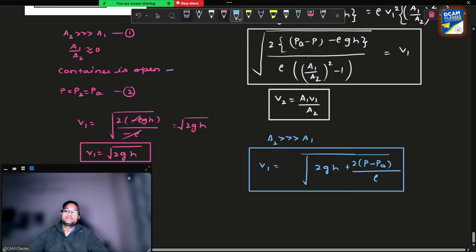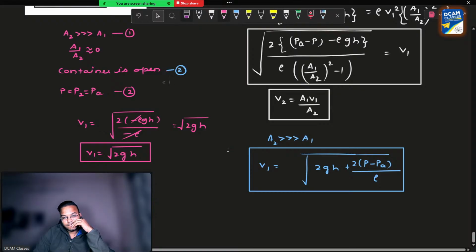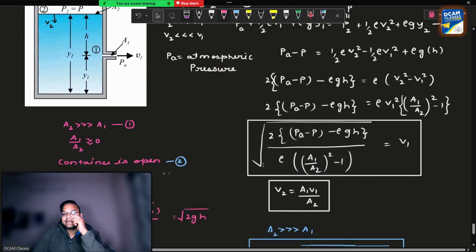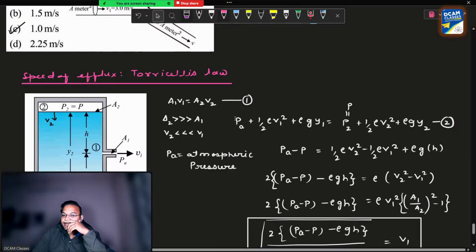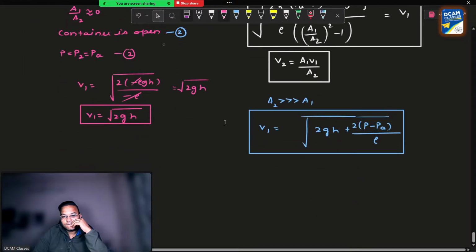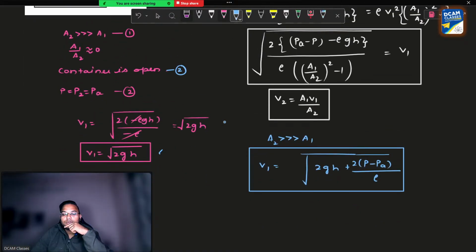You understood? Haripriya? Yes, sir. Diva? Yes. This is actually important. The way I have solved this one is actually important. At least you should remember this result and why you got it.